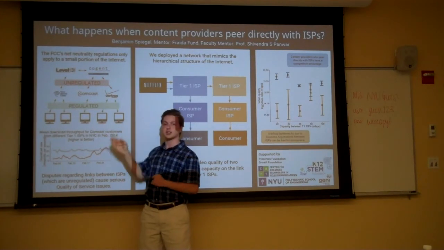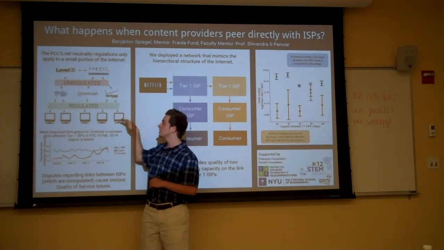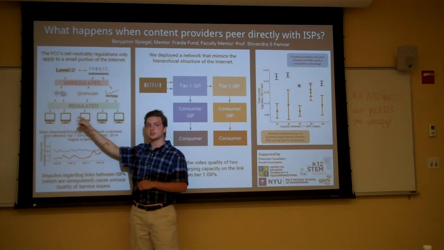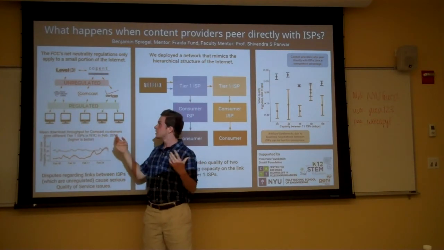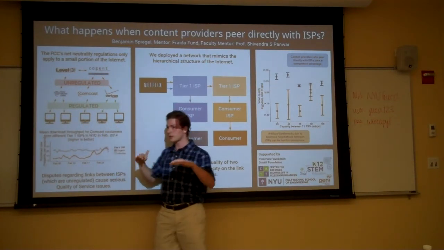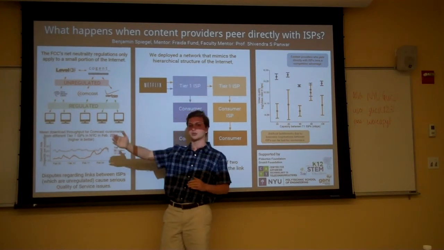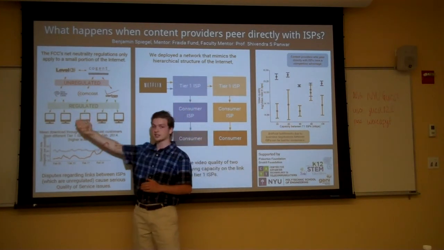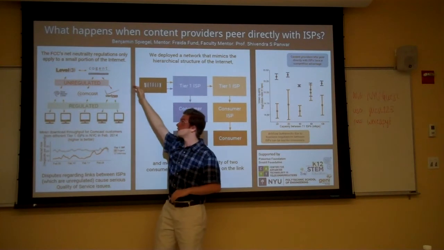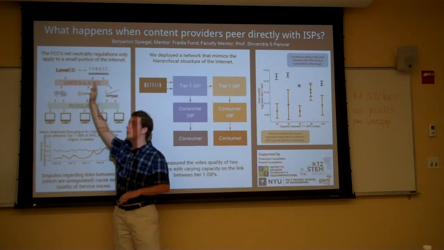There are also different links on the Internet. The link between the consumer ISPs and the Internet consumer, like you and I, is called the access link. The link between your phones and your service provider is the access link. Anything above that are transit links and peering links.